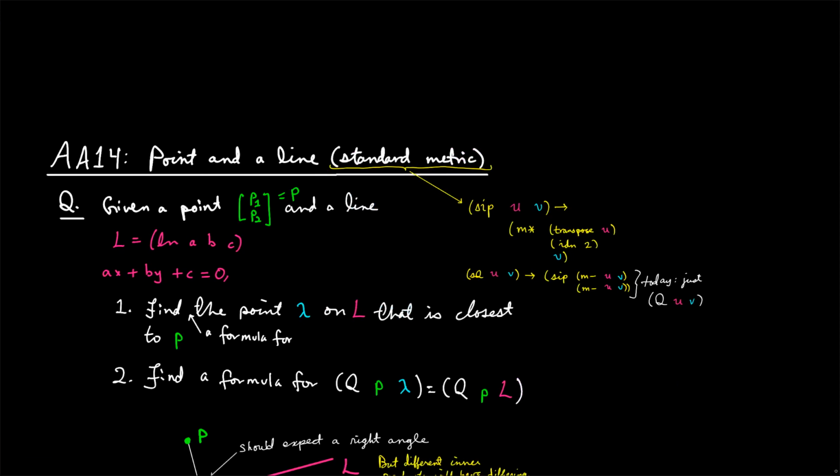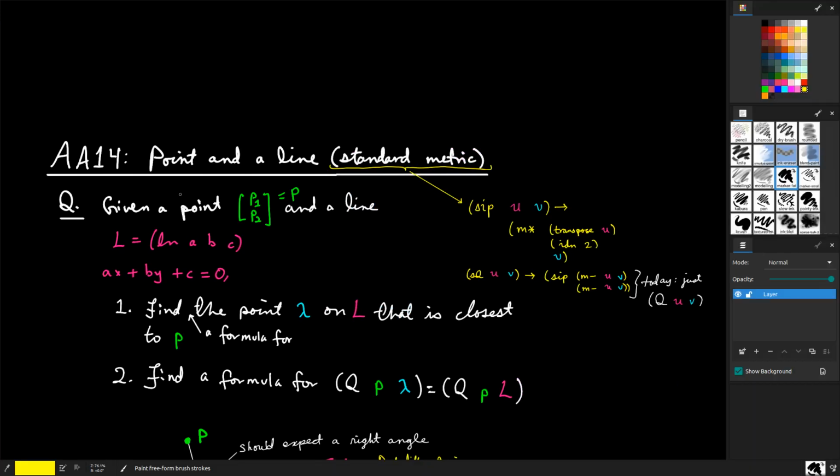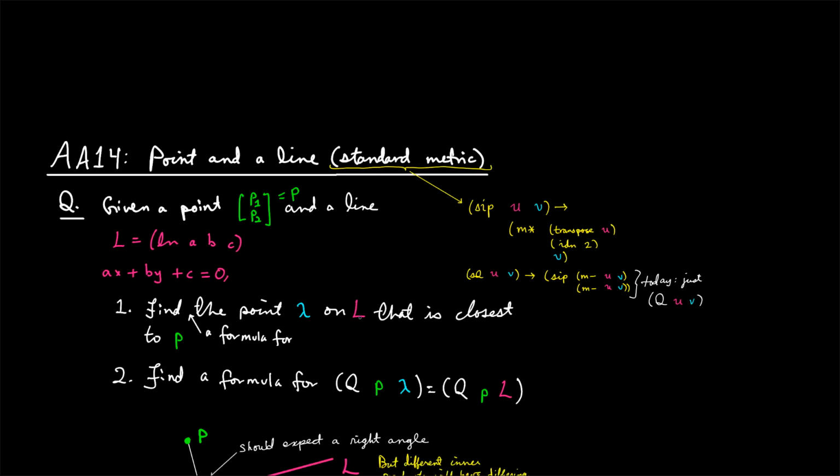Alright, today's abstract algebra 14. We're talking about the distance between a point and a line. It's a pretty elementary topic, but it's something we need to do a lot, which is basically if you have a point and you have a line, find the closest point on the line to the point.